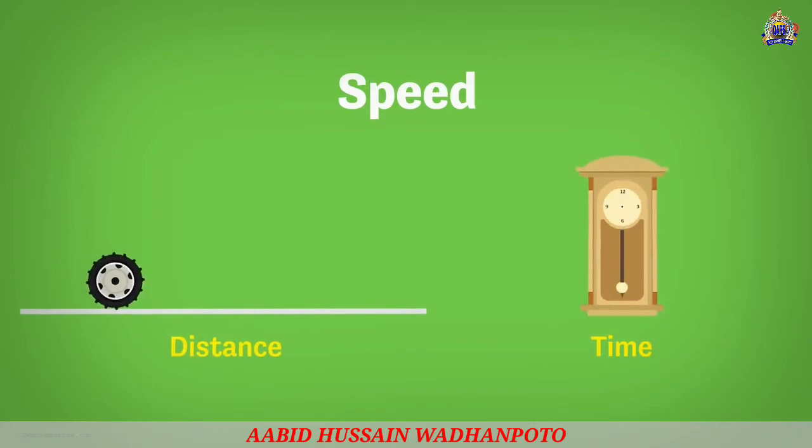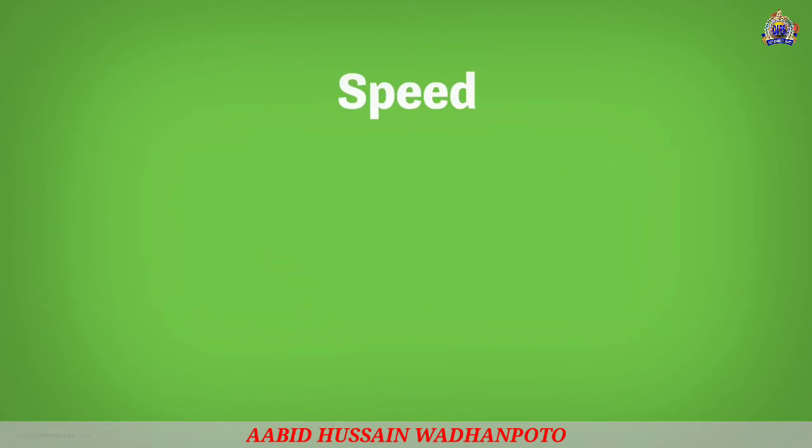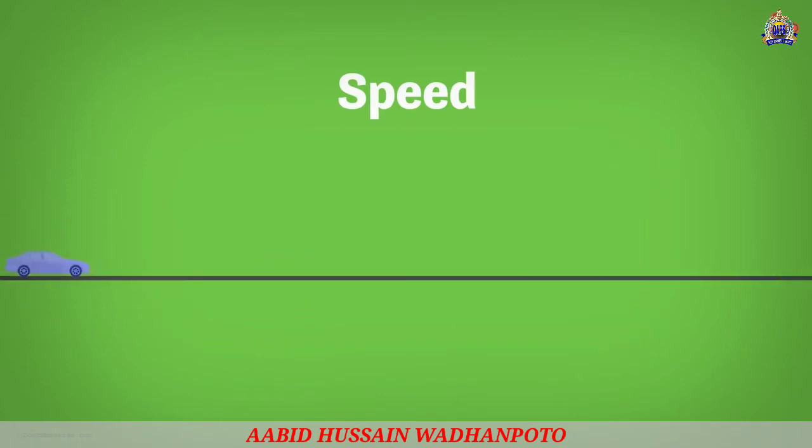Whenever any object is covering a distance with respect to time, as we have here, a wheel is moving and covering a distance in a particular time, this is called speed. Whenever any object covers a distance in a particular time, it is called the speed.